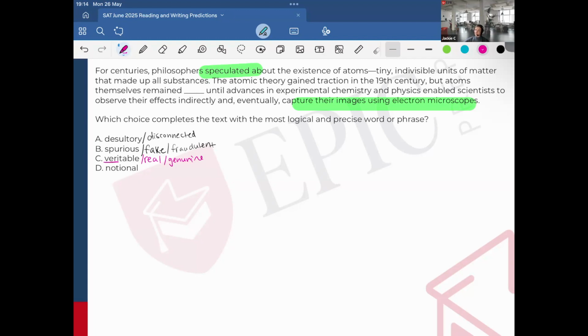So ominous, it must be notional. And notional means something that's based on theory, something that's theoretical, hypothetical, maybe imaginary, which is exactly what they're saying, that atoms were something notional until they proved them to be true in the electron microscope. Oh my goodness, what an amazing passage.